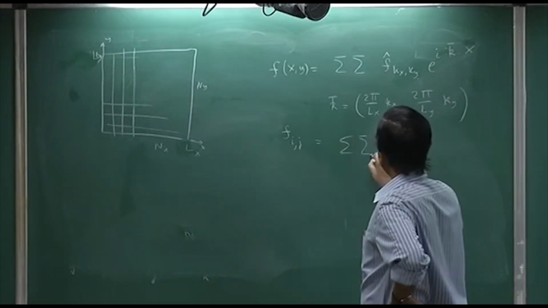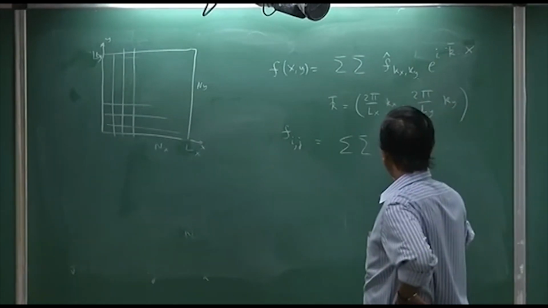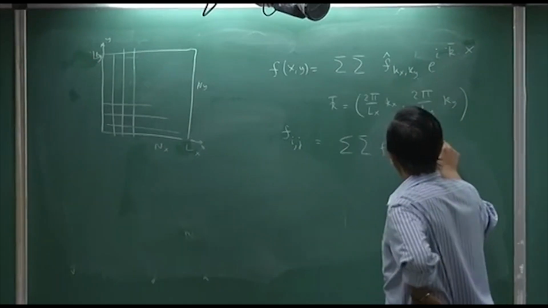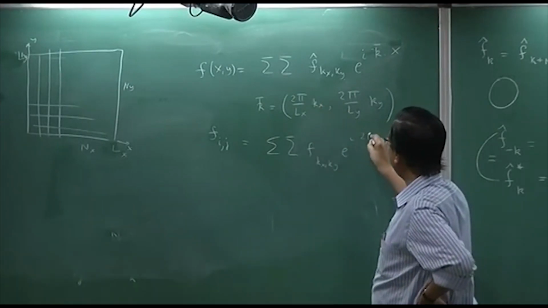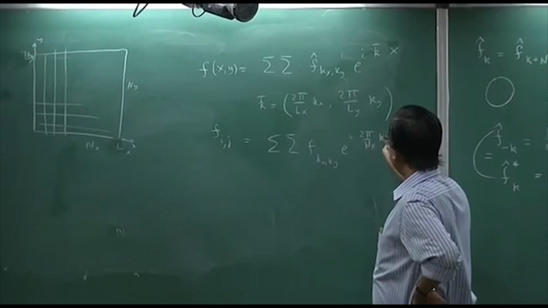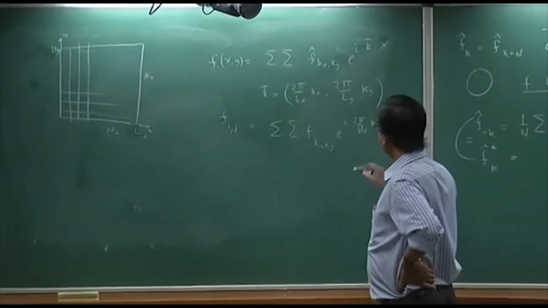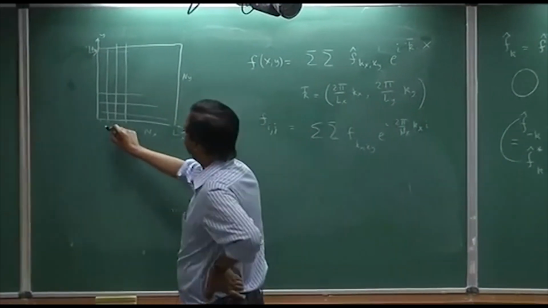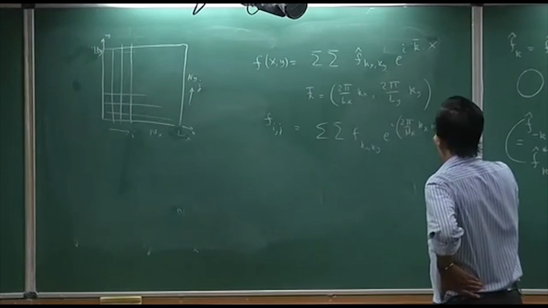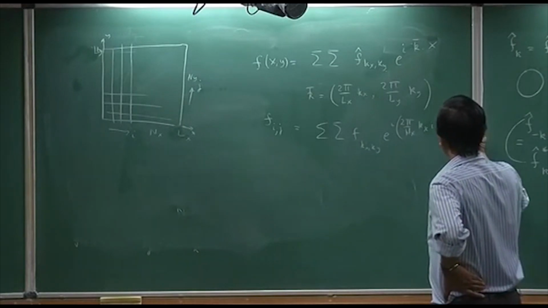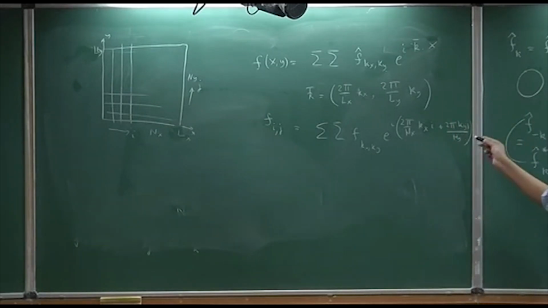So, this is f, and now these are integers. So, kx, ky, exponential i. Now, again following the same idea, Lx by, so this becomes 2 pi by nx kx i, where i is the index along this direction and j is the index along that one, plus 2 pi ky j by ny. So, you have these things.